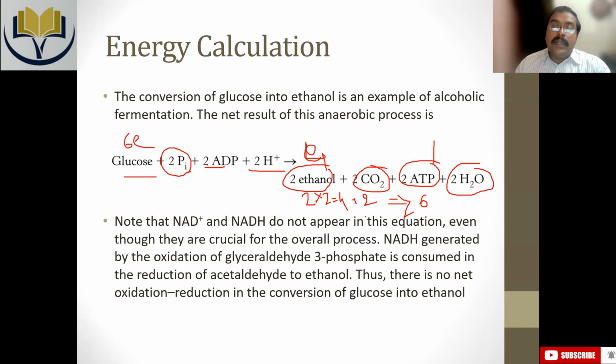Here we are not considering the production of NADH, because the same NADH generated in glycolysis is utilized in ethanol fermentation. So somehow it's being neutralized. So we are not considering the production of NADH or NAD plus in this overall energy calculation process.